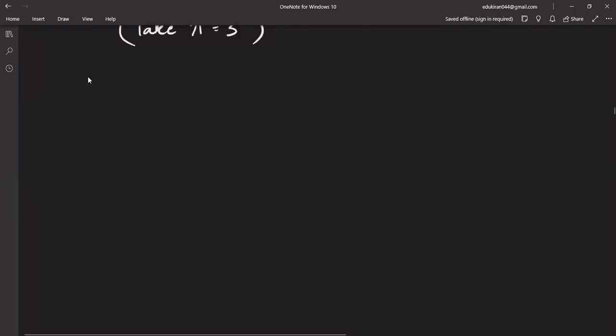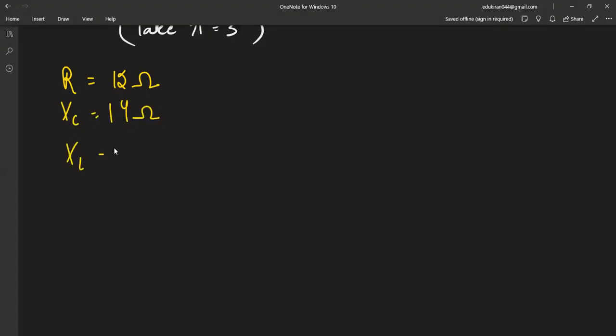Now see, in such questions, in every numerical of physics, this is the thing with which I also start the numericals, and I suggest you all go by the same. See, write everything which is given. 12 ohm is mentioned. XC was mentioned as 14 ohms. XL was mentioned.